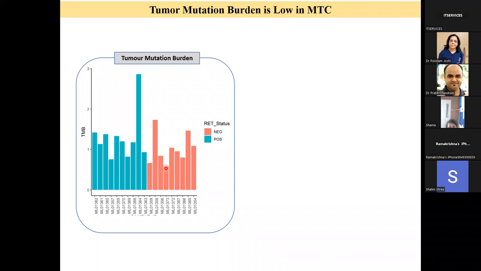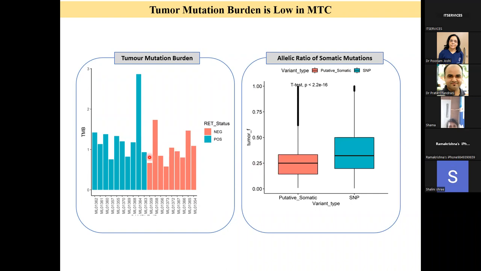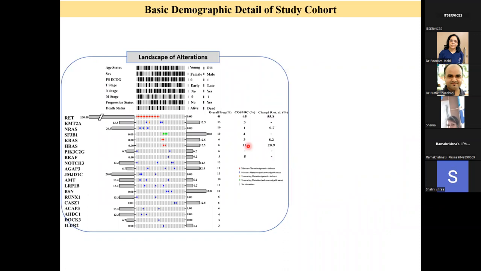So the medullary thyroid tumor mutation rate is very low. Now, out of all the tumors that we identify, we classify putative somatic alterations and putative germline polymorphisms. And you can see that their allelic fraction is drastically different. It is a highly significant difference between germline polymorphisms and somatic alterations. And we take all of these somatic alterations and perform their further analysis, wherein we identify that RET is the most commonly observed driver alteration across the cohort.